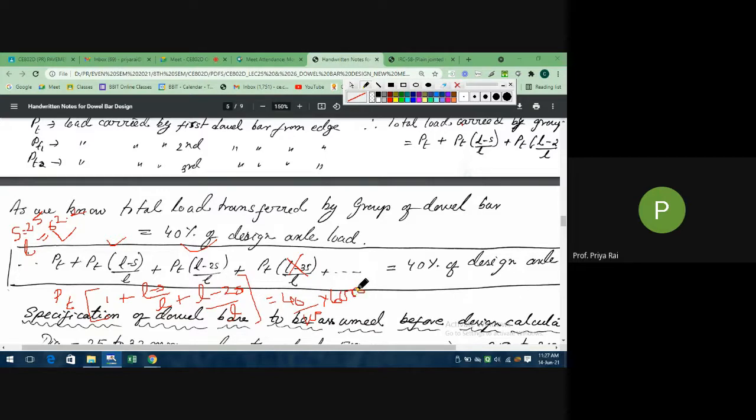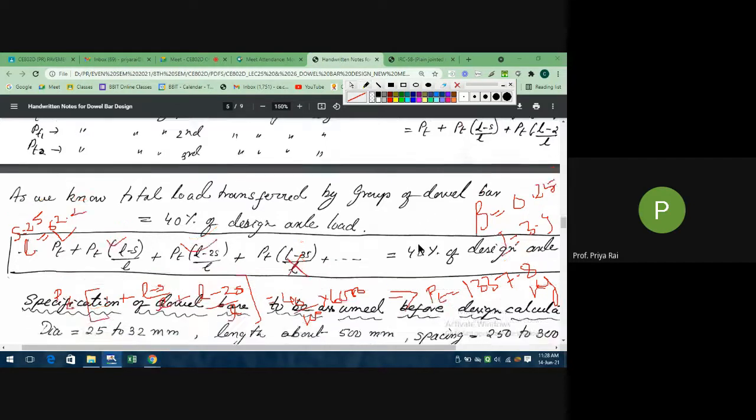Which is 2400. So after calculating, we are getting PT as 1337.8 kg. Why kg? Because the unit is kg, this 6000 kg. So PT will be in kg. So you got the PT value, you got the beta value as 0.25, and you got your I value as 3.9.